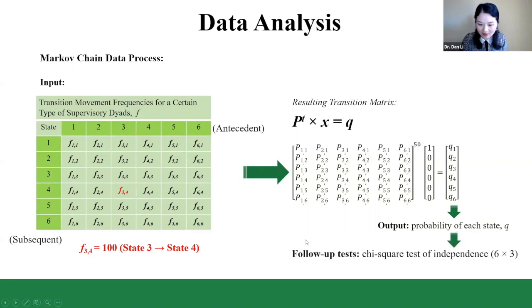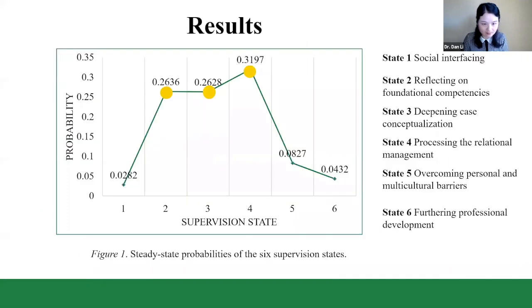For my follow-up test, I did the chi-square test of independence, which helps me know, if I notice any differences across the subgroups, whether those differences are statistically significant. So this will help me answer my first research question.